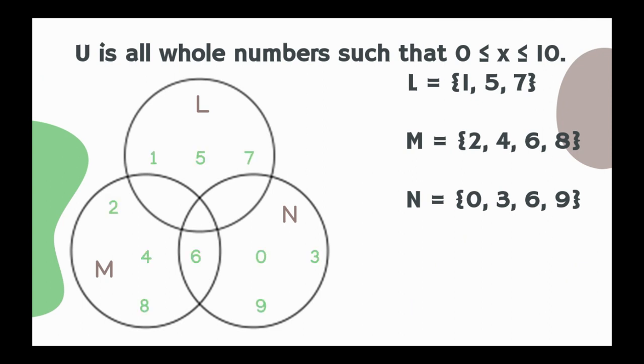Hopefully it looks like this. Hopefully you got all the pieces in the right spot. Notice there's no crossover between L and N or L and M. And 6 is the only crossover between M and N. So that's why this Venn diagram kind of looks like this, okay?